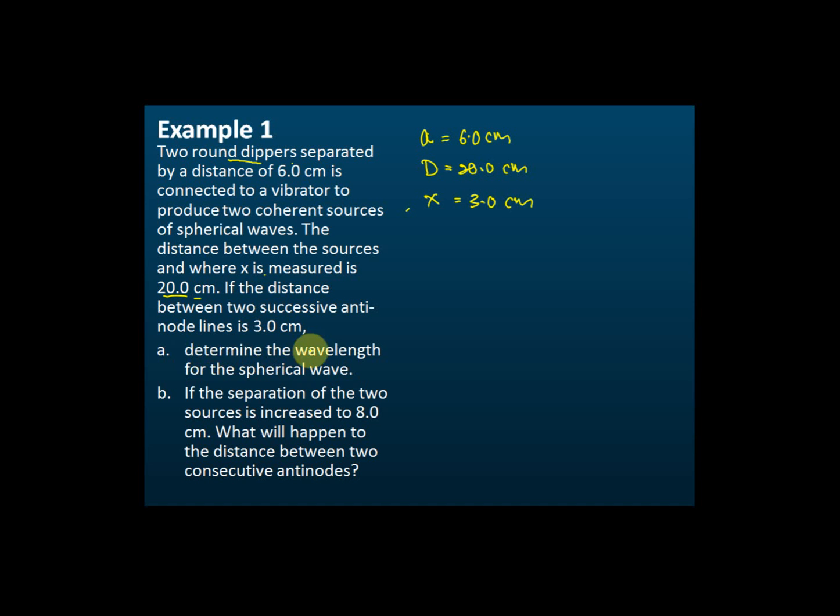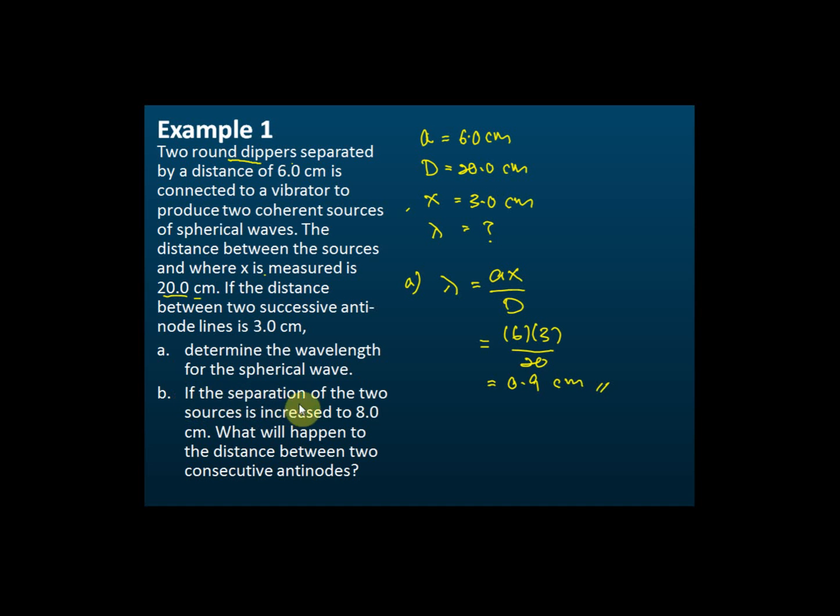Part a: determine the wavelength of the spherical wave. Wavelength is lambda. Lambda equals what? Let's use the formula for interference: lambda equals a x over D. Substitute all these values into this formula: a equal to 6, x equal to 3, and D equal to 20. So the answer is 0.9 cm. The wavelength is equal to 0.9 cm.